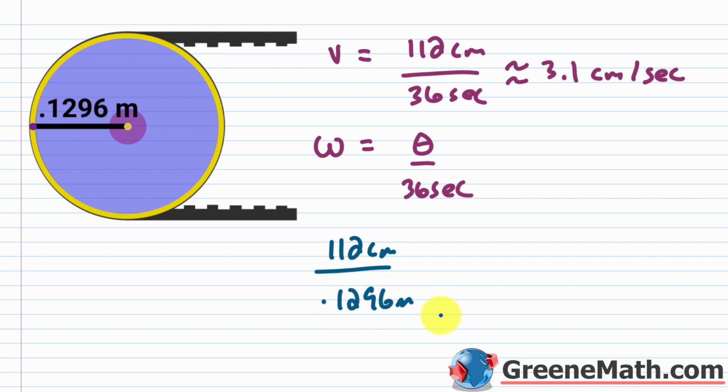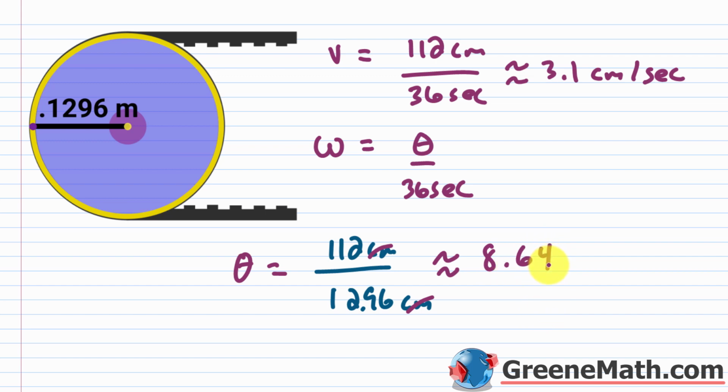0.1296 meters. But for this to work, we want the meters to be converted over to centimeters, or you can convert centimeters over to meters. I think this is probably easier to convert over. So I'm just going to move the decimal point 2 places to the right. So this would be 12.96 centimeters. And so the units here would cancel. So theta would be equal to this. And so 112 divided by 12.96, that's going to be approximately 8.64. So this is approximately 8.64. And this is just giving me my theta, right?